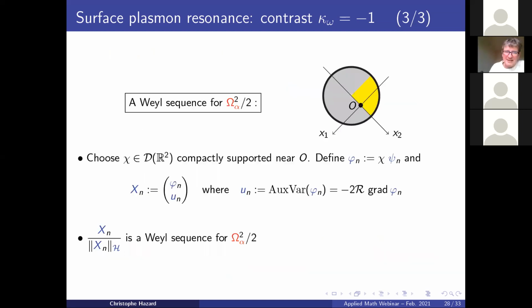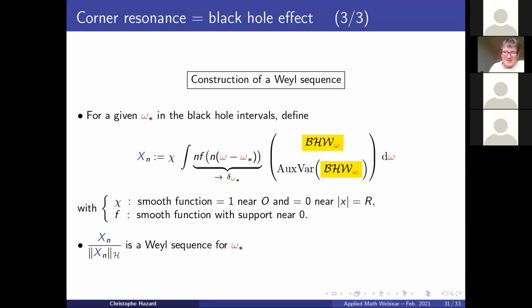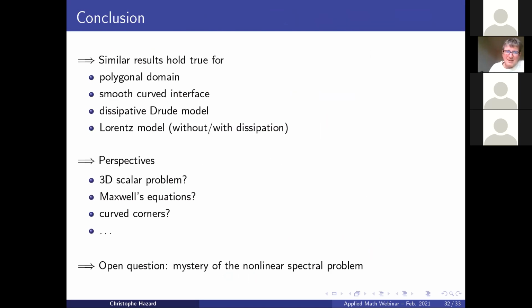The second question, the last slide, please. Yes, you just picked my question. What is the obstruction to obtain some results in dimension more than 2? That's the 3D scalar problem, you mean?